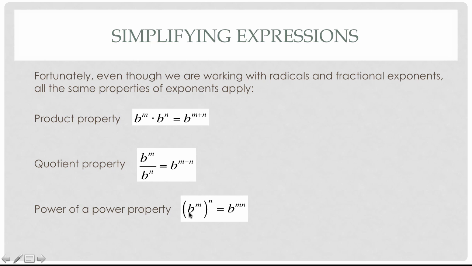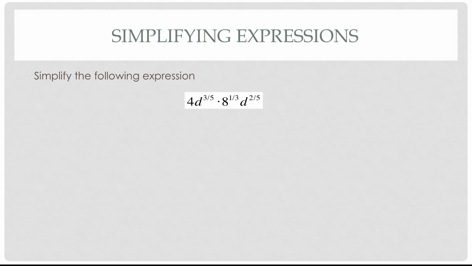And the power of a power property says if you have a number to a power raised to another power, we can multiply them. Well, notice this works for m and n. They can be any number. They can be positive, negative. They can be whole numbers. They can also be fractions or decimals. So now that we know how to work with fractional exponents and radicals, we can actually use these same properties. So let's simplify the following expression.